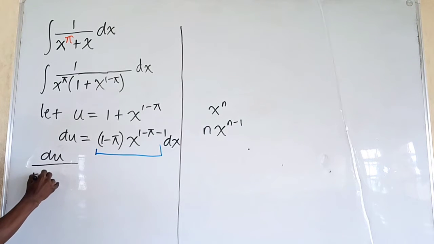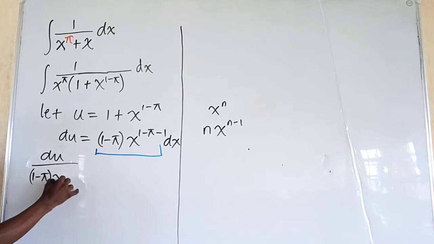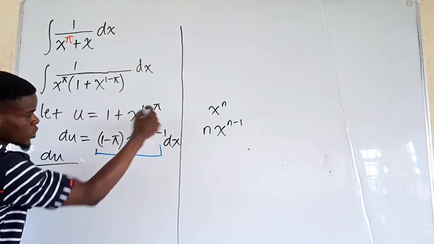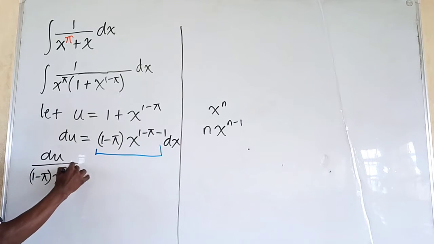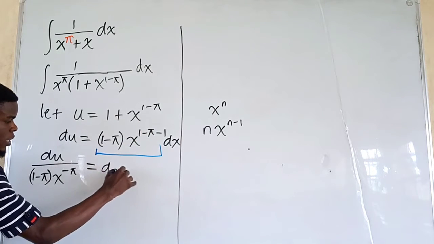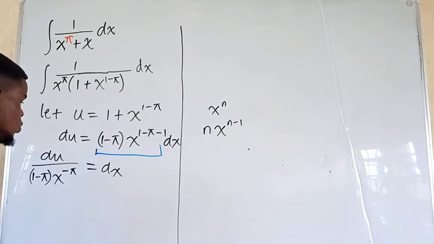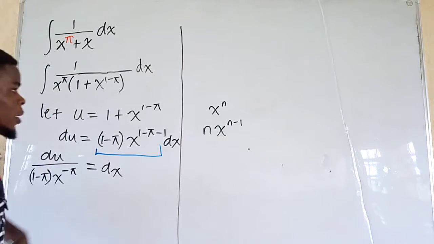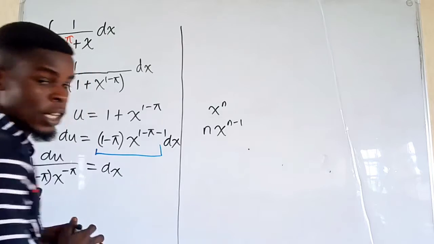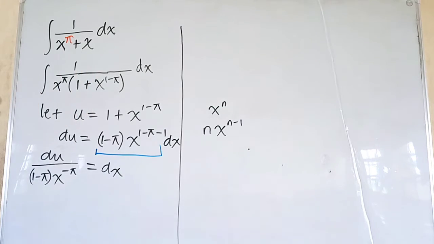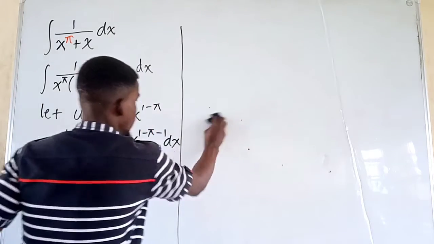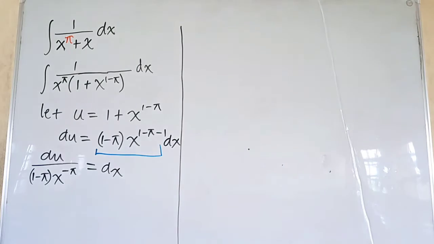That is 1 minus pi times x raised to the power of 1 minus 1, which is going to be 0. We're just left with negative pi on top. This right here is just dx. Okay, great. So we go ahead and make a substitution into the integral, and we are going to get something very nice out of it anyway.